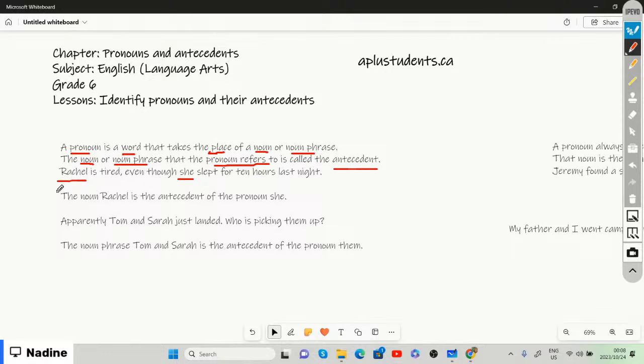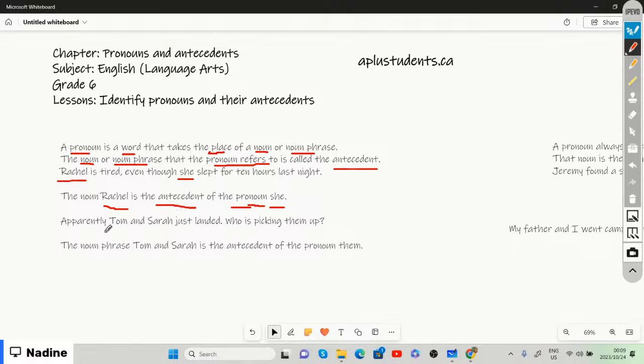So instead of constantly saying Rachel is tired, even though Rachel slept 10 hours last night, we say she slept 10 hours last night. So she refers to Rachel, which means that she is our pronoun and Rachel is our antecedent. There we say the noun Rachel is the antecedent and the pronoun is she.